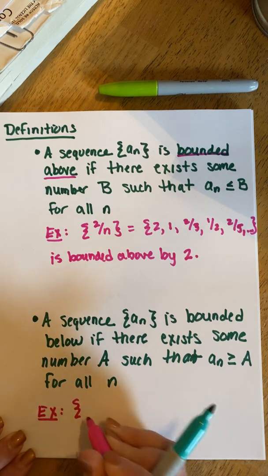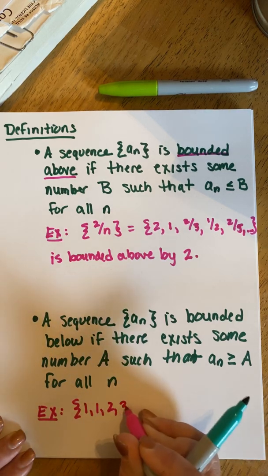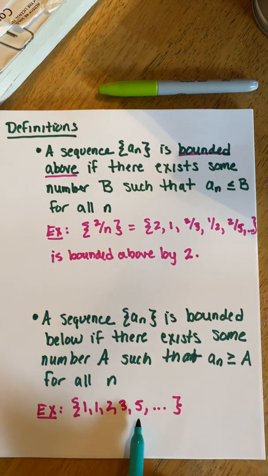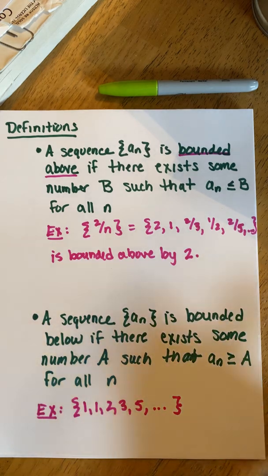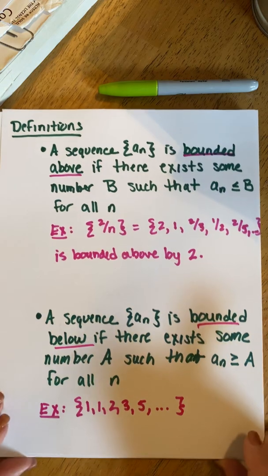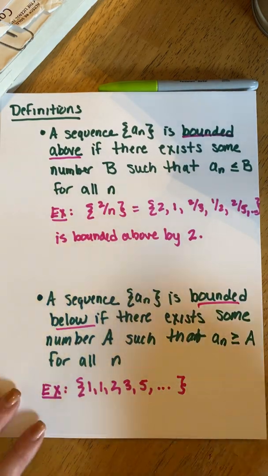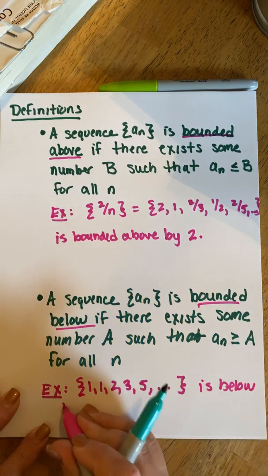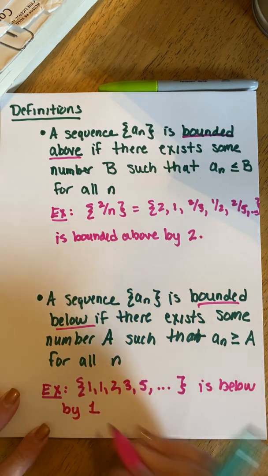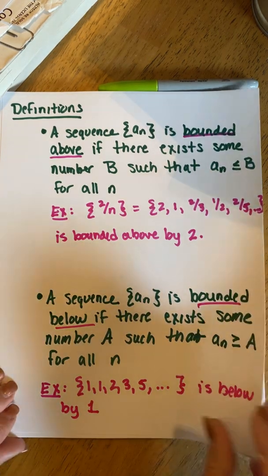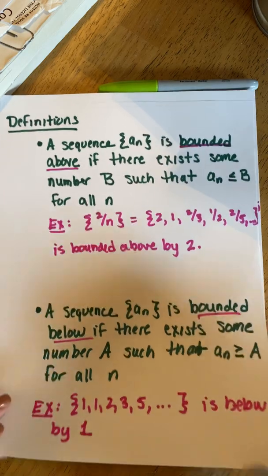The Fibonacci sequence, 1, 1, 2, 3, 5, is not bounded above. There is no number such that all the sequence elements fall below it, but it is bounded below. So a sequence is bounded below if there's a number that all the terms fall above. And the smallest term is 1. They all fall above 1. Now notice the bound doesn't necessarily have to be a number in the sequence.